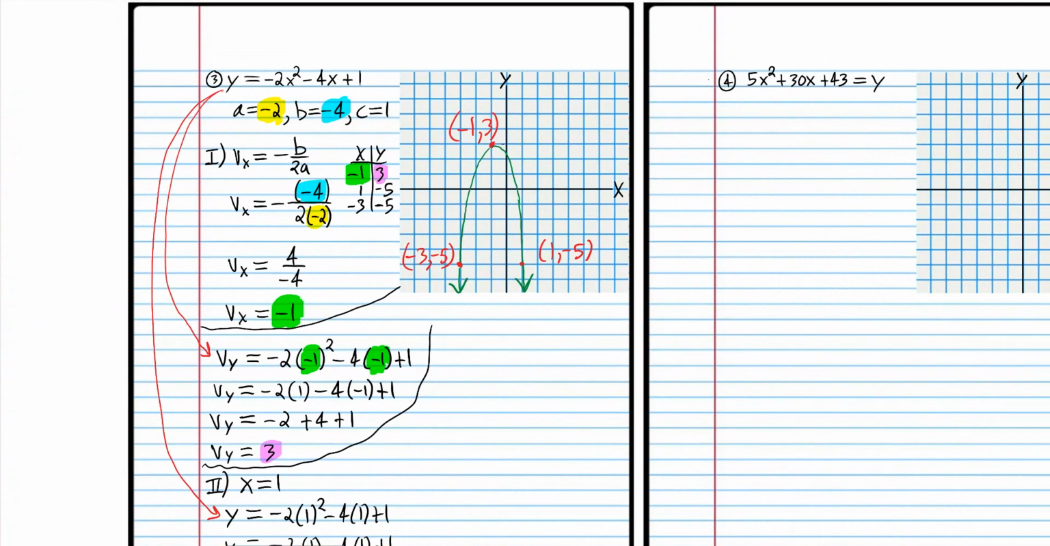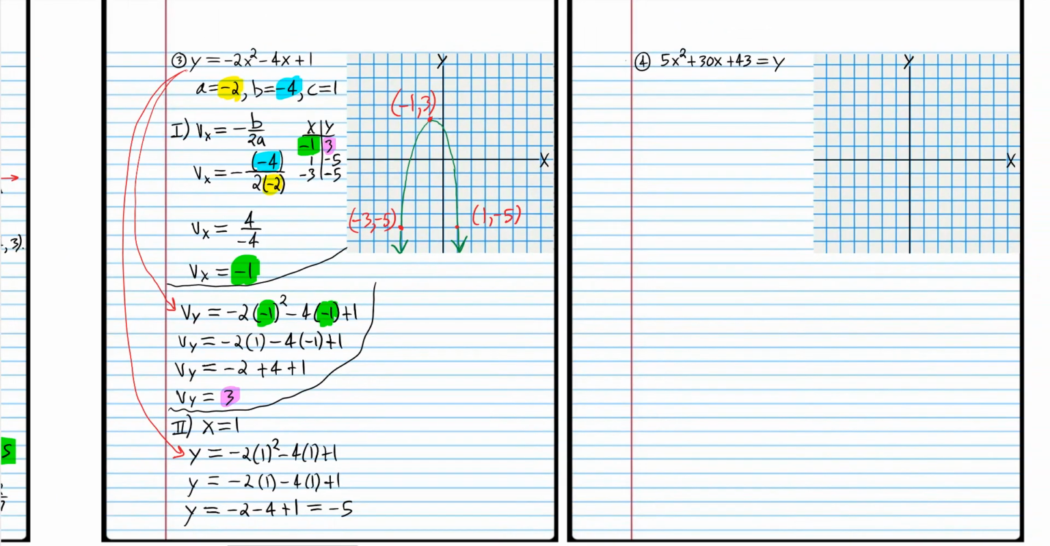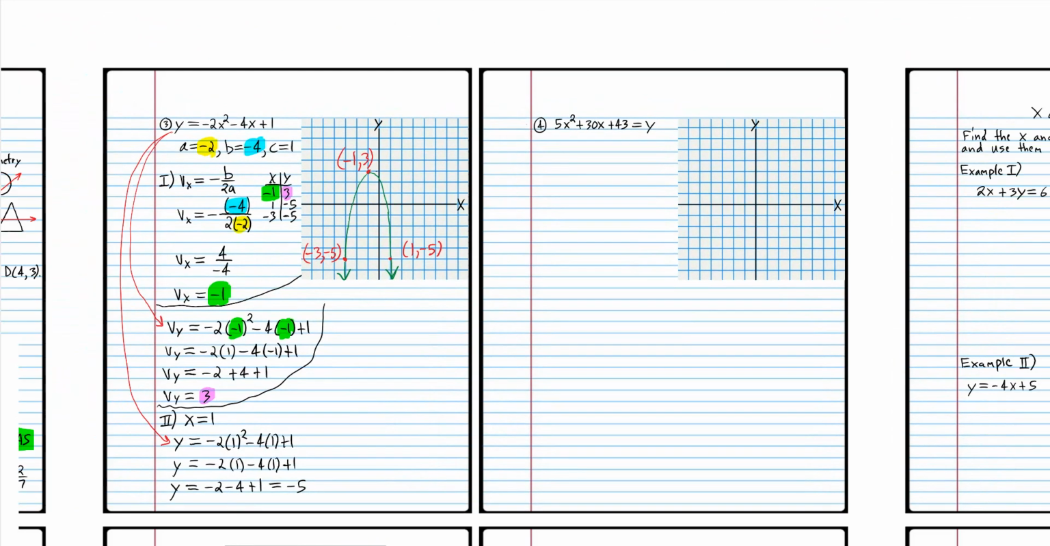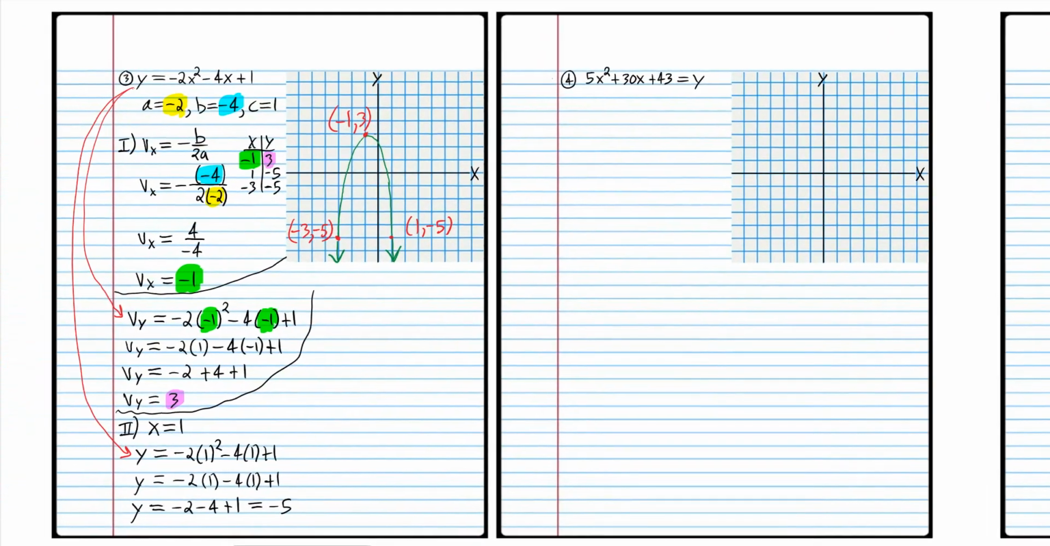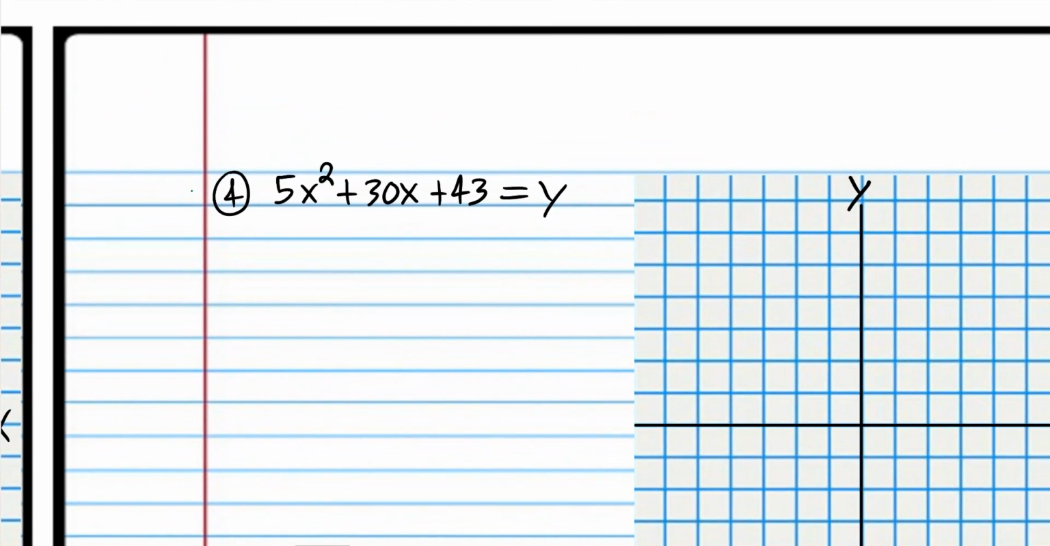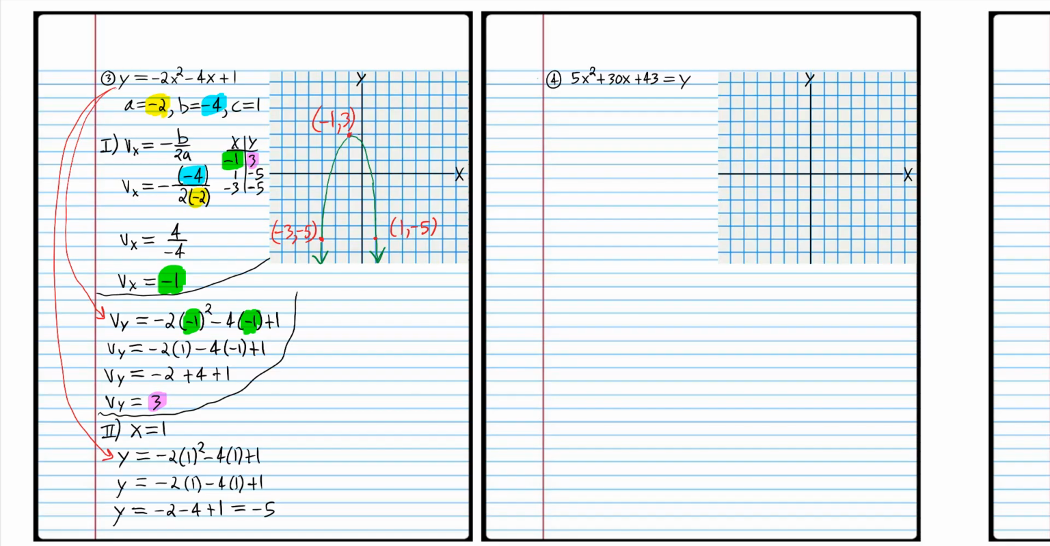All right, so now it's time for you to try. I'm going to go ahead and keep this problem in the window. Now notice the coefficient here on the x squared term is positive. That means that the parabola is going to be opening upwards like this. So try number 4, and when you come back, we'll do it together.